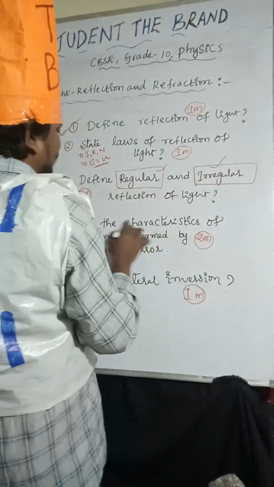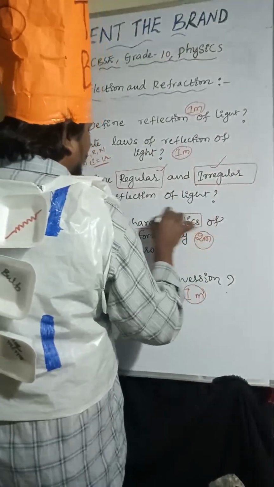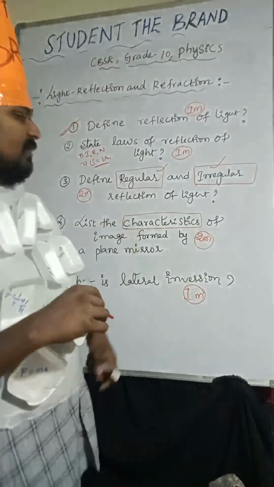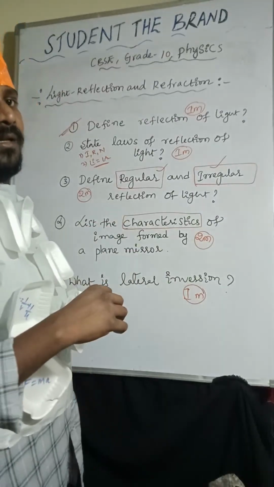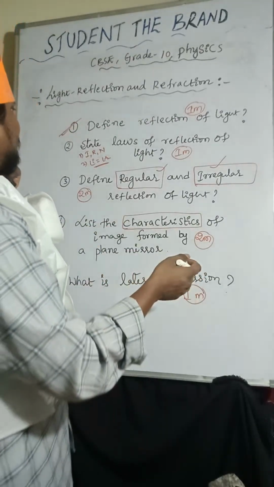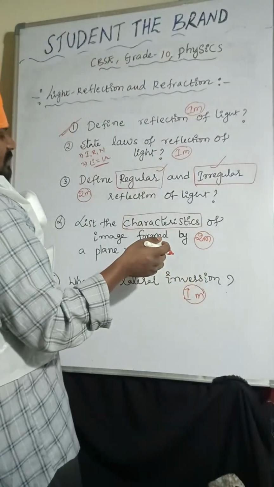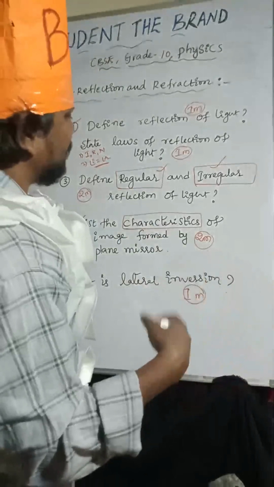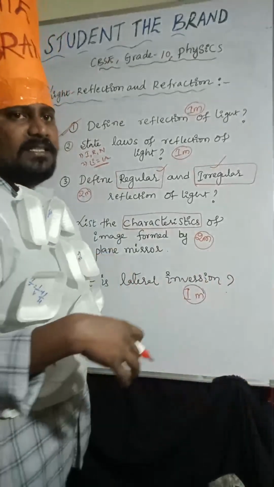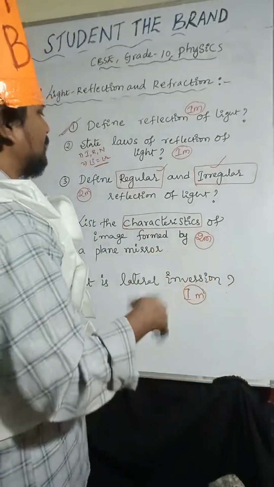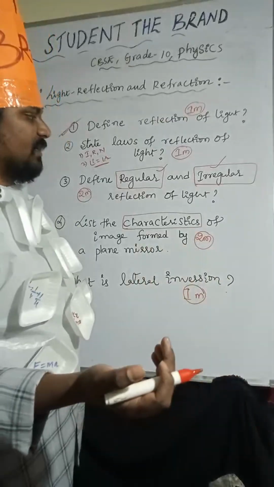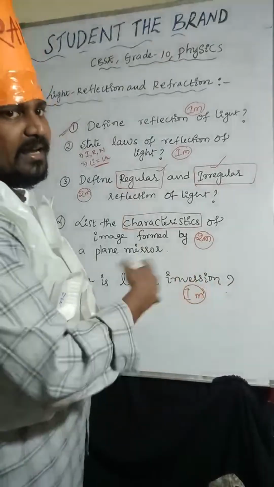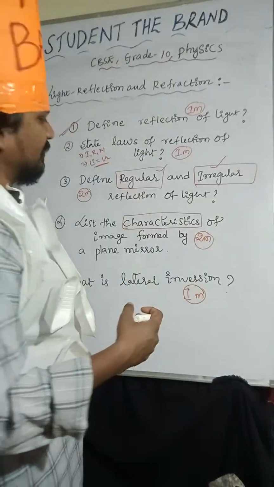Coming to list the characteristics of the image formed by a plane mirror. What are those? In the previous example we discussed: if the object is real, the image is virtual; if the object is virtual, the image is real. Object distance is equal to image distance, and height of the object is equal to height of the image. Also it shows lateral inversion. Those are the characteristics of the image formed by the plane mirror.